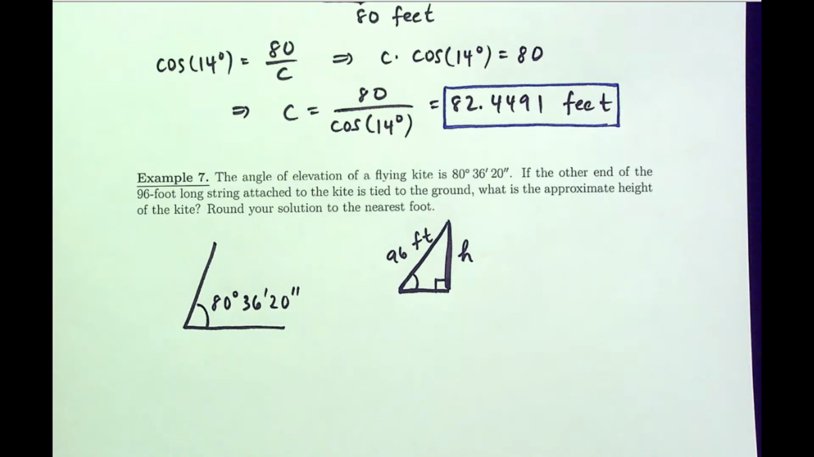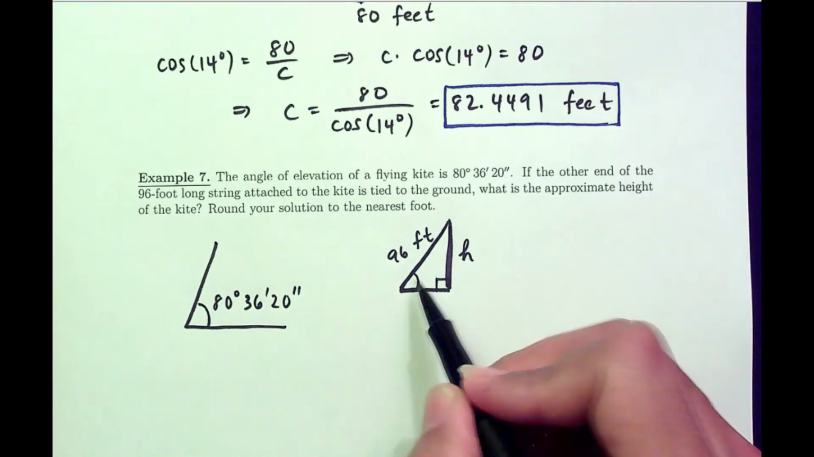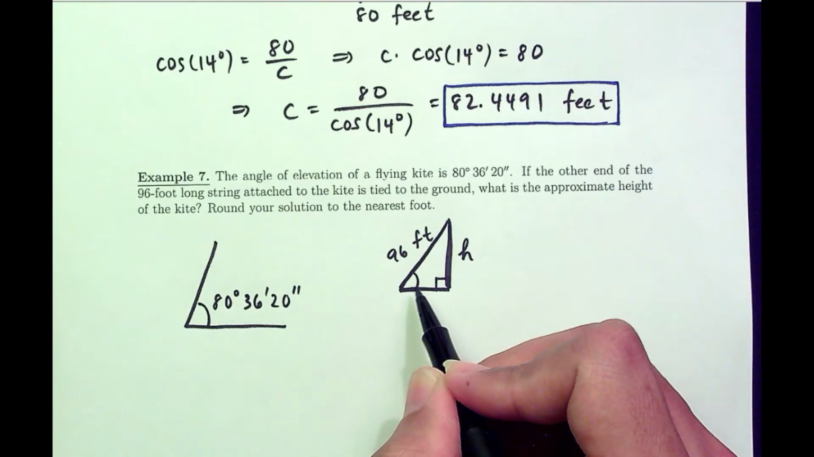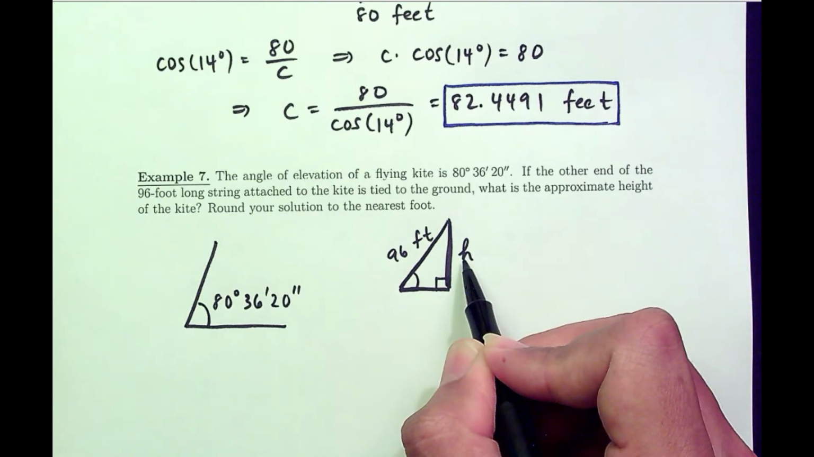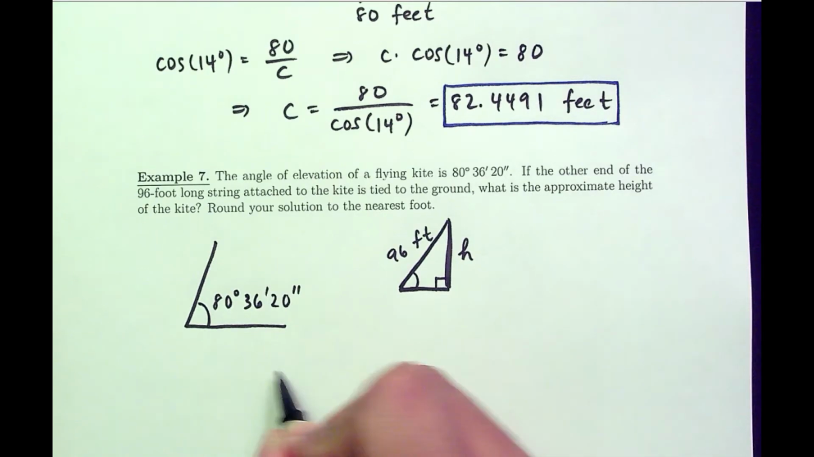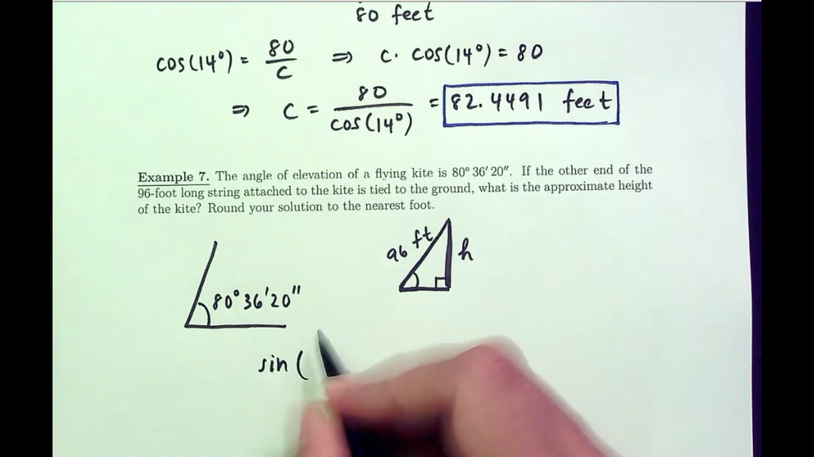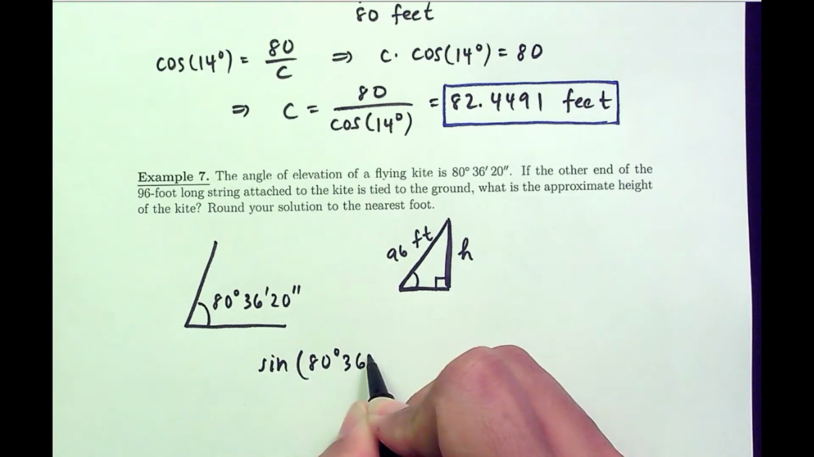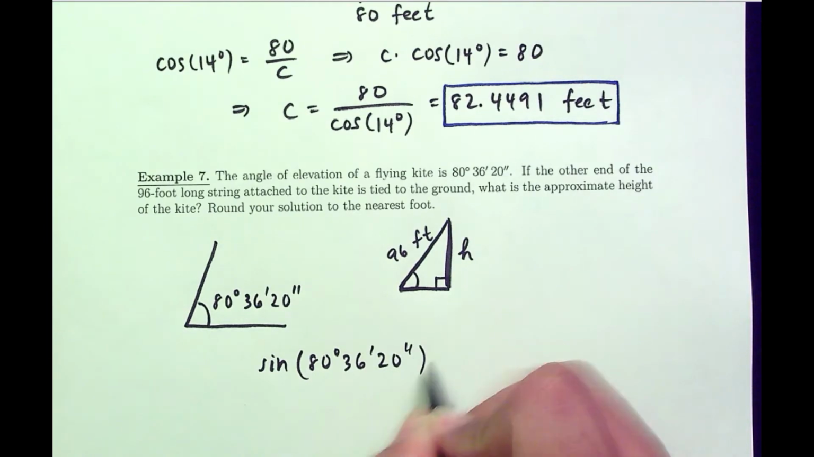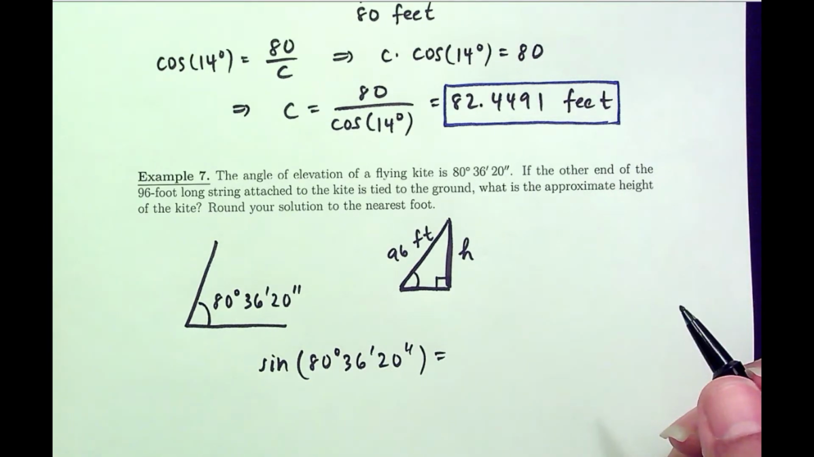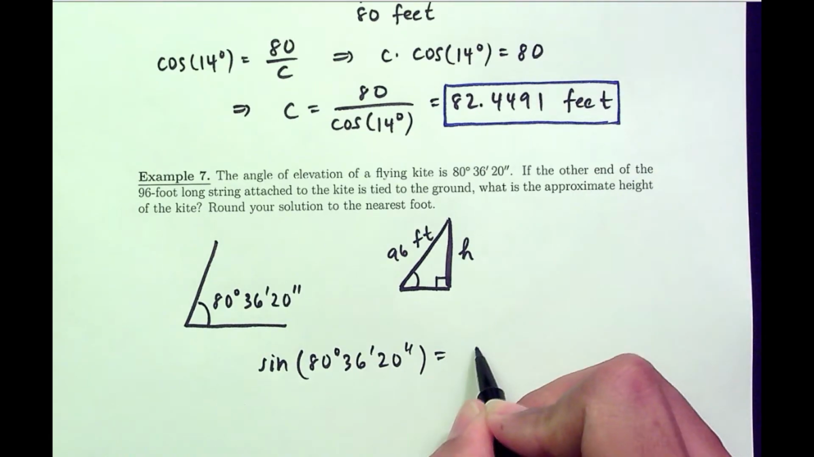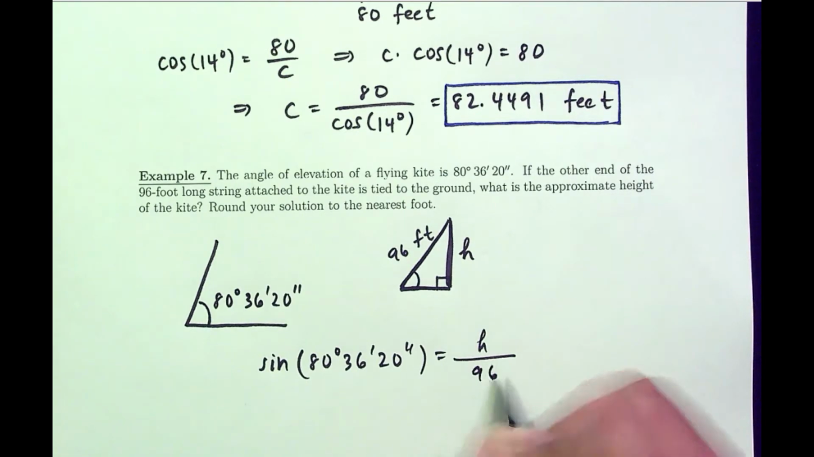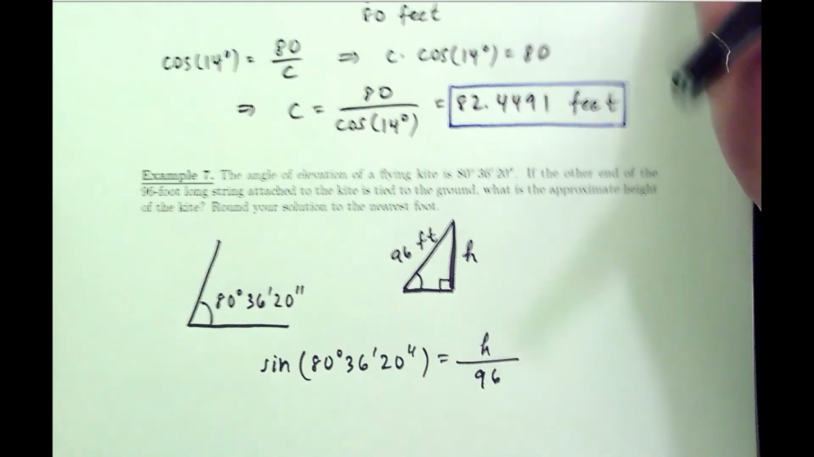If you said sine, then that's correct, because the sine of this angle, according to SOHCAHTOA, would be the opposite, which is what I'm looking for, divided by the hypotenuse. So yes, we're going to use the sine. Sine of the angle, 80 degrees, 36 minutes, and 20 seconds, equals opposite over hypotenuse. And there you have it.